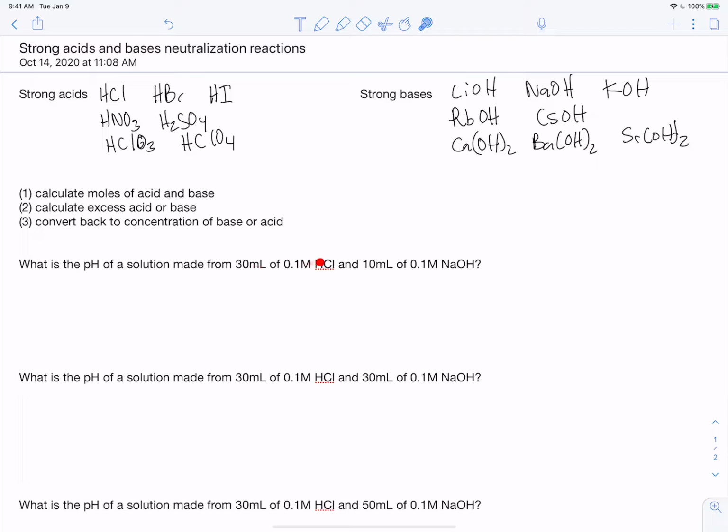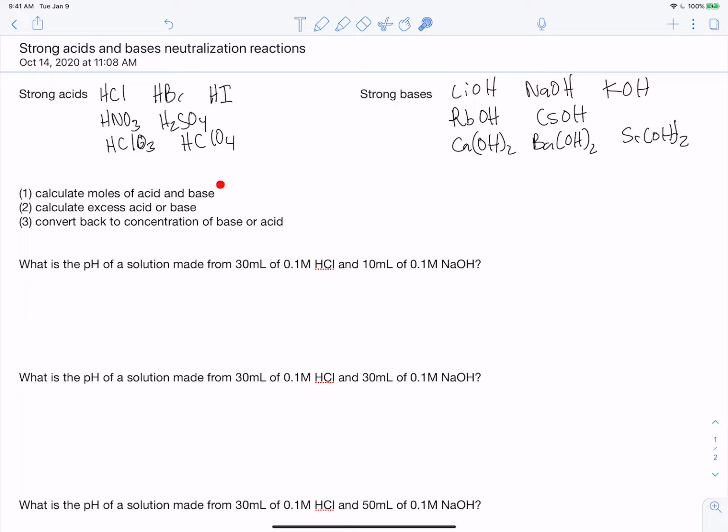whenever you make a solution of both an acid and a base, they can't both exist simultaneously, especially if they're strong acids and strong bases. They won't both exist in solutions simultaneously, so a neutralization reaction will happen. This is kind of like if you mix a hot and a cold drink, you don't have both hot and cold present simultaneously. The final temperature is some mixture of both, and that's what's going on here.